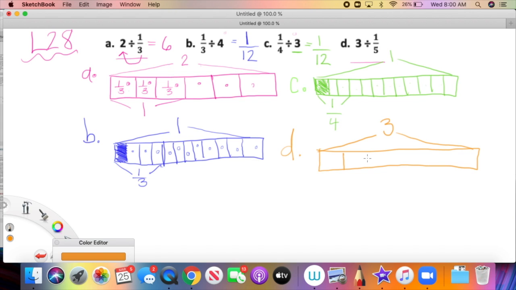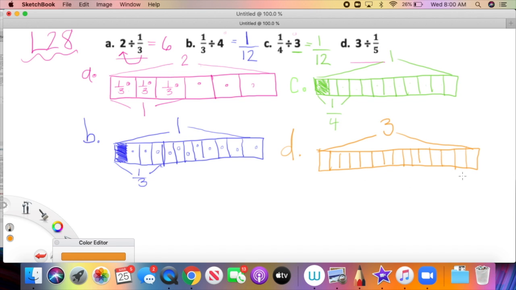Oops, sorry, Mrs. C goofed up. We have 3 here. We have to show our wholes inside of 3. How many wholes do we have inside of 3? Well, we have 1, 2, 3 wholes. And then inside of each of our wholes, we have to divide those into fifths because we're dividing 3 by 1/5. So we have 1, 2, 3, 4, 5, 1, 2, 3, 4, 5, and 1, 2, 3, 4, 5.